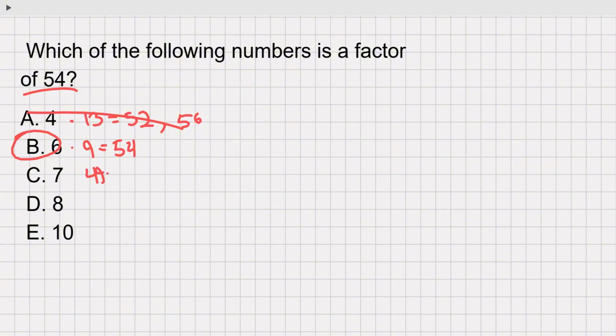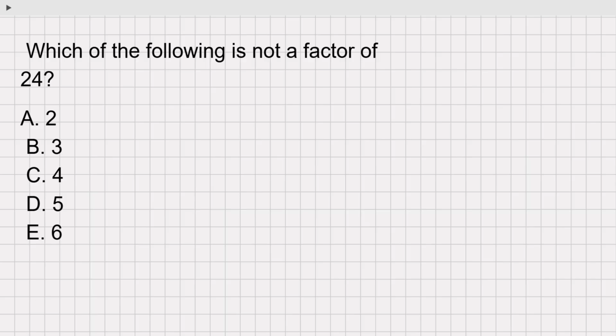I know that 7 times 7 is 49, and then 7 times 8 is 56. I know that 8 times 6 is 48, and then 8 times 7 is 56 as well. And then 40, 50, 60 for multiples of 10. So I know for a fact that B is the only answer. You should be able to do that question in a matter of 15 seconds, honestly.